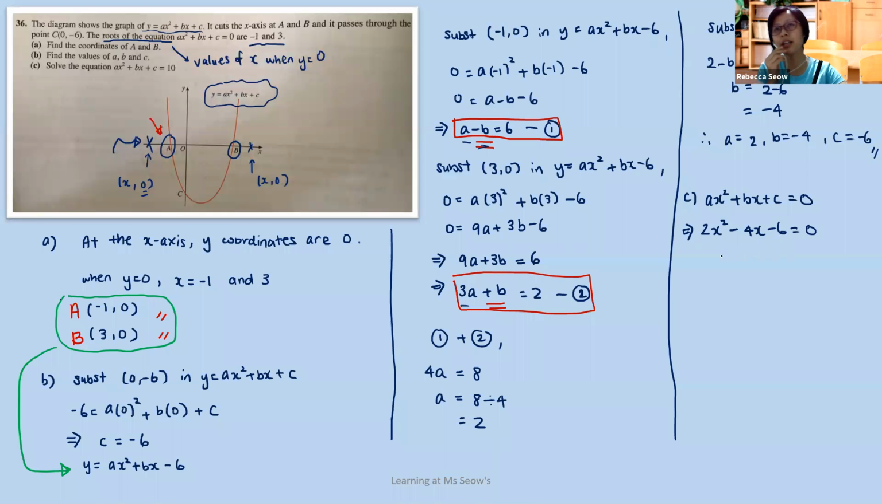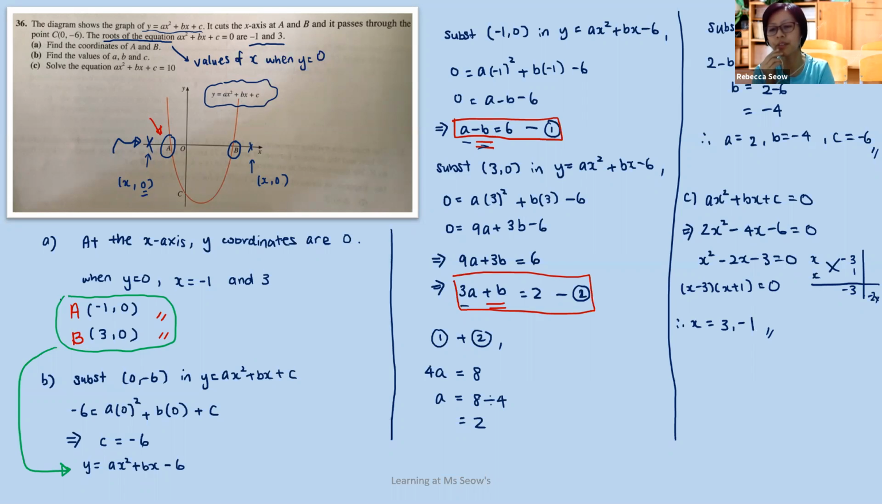Let me do a simplification by dividing everything by 2. X squared minus 2x minus 3 equals to 0. And if I were to solve it, say, using any of the methods, in this case, maybe I would just try a cross method. So I will end up with x minus 3 multiplied by x plus 1 equals to 0. And therefore, the value of x will be 3 and minus 1.